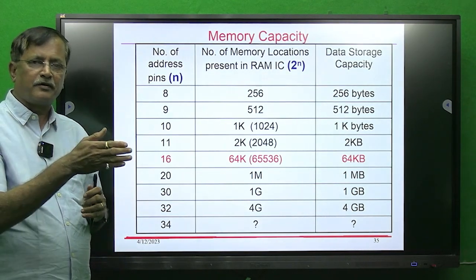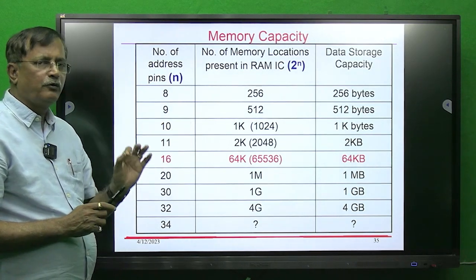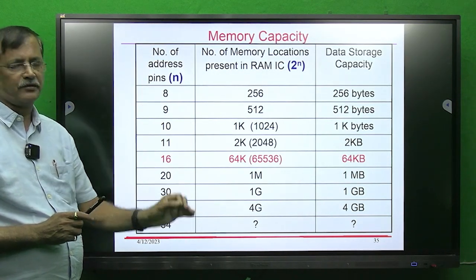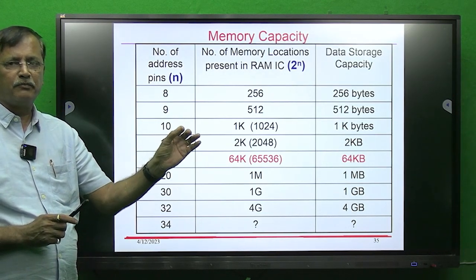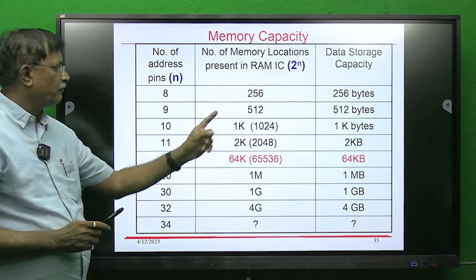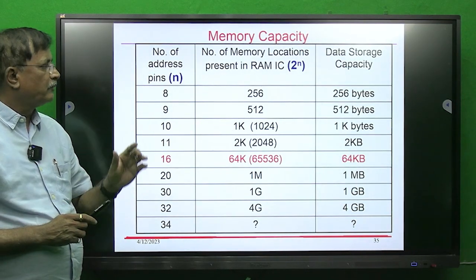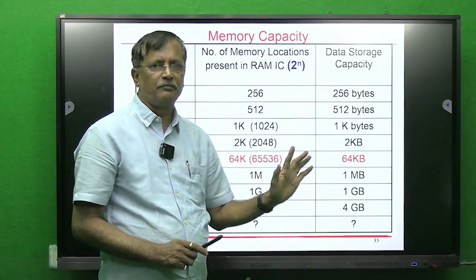If there are 8 address pins given to the IC, then the memory capacity is only 256 memory locations, and each memory location will store an 8-bit binary number, that is 1 byte. So each location will store 1 byte. The number of locations is 256. So the memory capacity, the storage capacity, will be 256 bytes only.